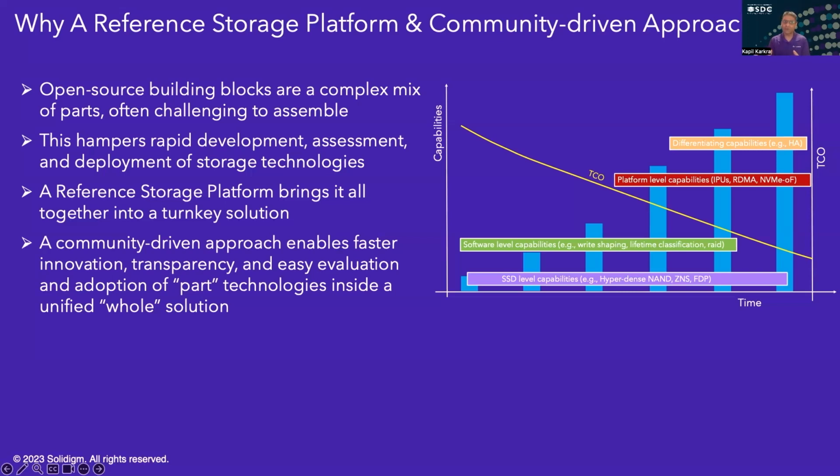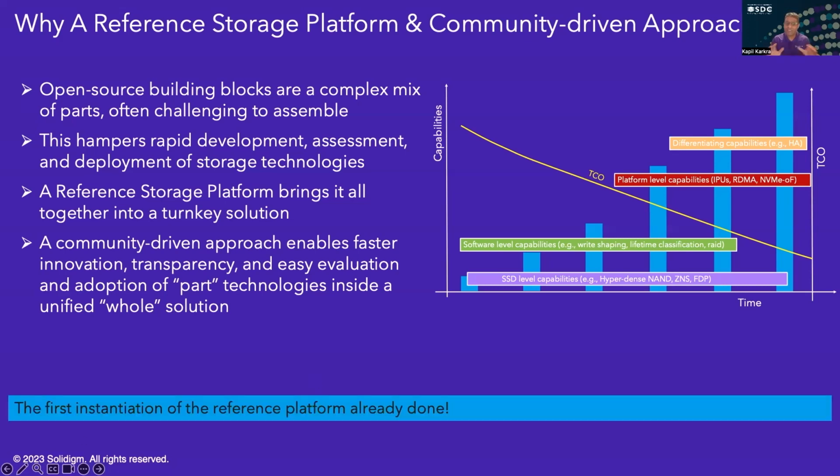The reference storage platform is also great for platform level capabilities like IPUs. For example, you can build your storage node with IPUs instead of x86 based servers. Finally, you can build your own differentiating capabilities that you may not want to open source. In fact, one of our partners, Starwind, does exactly this. They take all the open source parts of this reference storage platform and add their HA capability on top. They won't open source that piece. That's their secret sauce, the HA piece. And that is cool. Now, the good news is that the first instantiation of this is already done and available today.